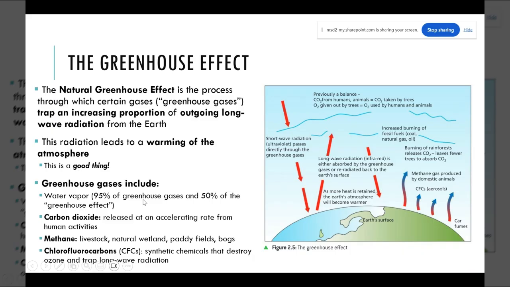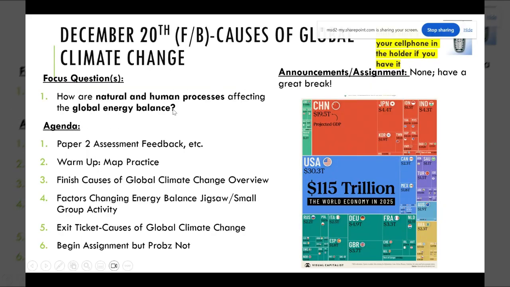And then chlorofluorocarbons, CFCs, which are synthetic chemicals, they typically destroy the ozone layer. They trap long-wave radiation. They've been pretty much phased out. There are a lot of aerosols. They're still used, I think, but they're not as common. And part of that's because the world took actions to try to stop it, to help the ozone layer.